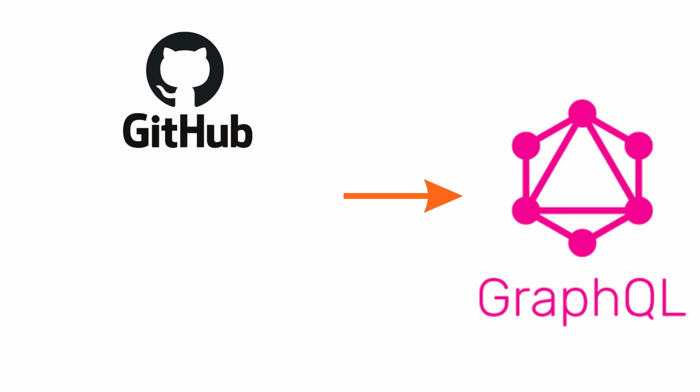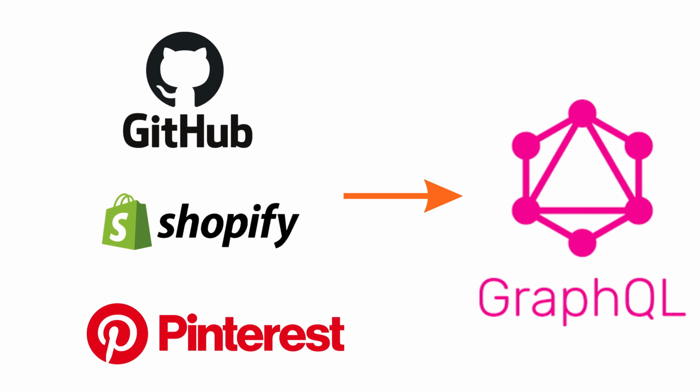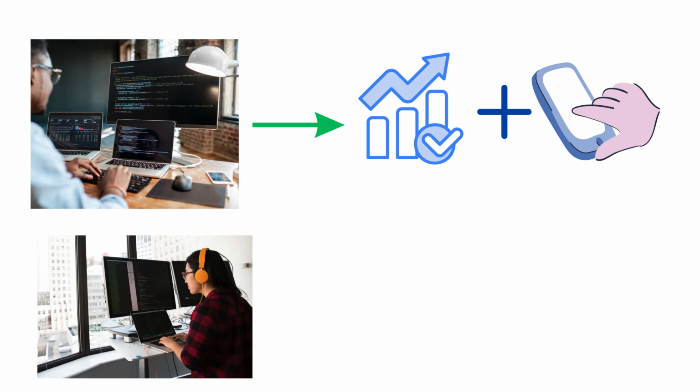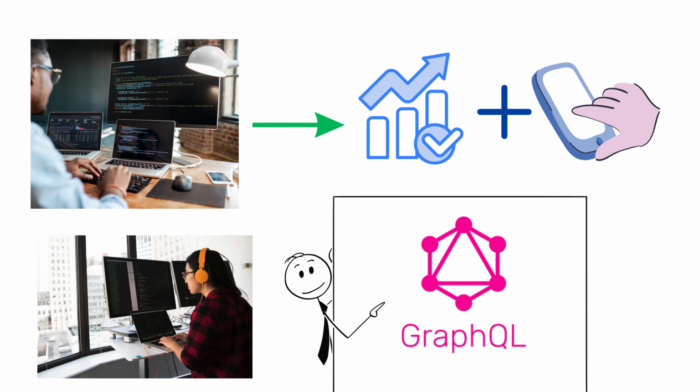GitHub's entire API is built on GraphQL. Shopify and Pinterest all use GraphQL in production. If you're building modern applications where performance matters, users are on mobile devices, and you want to give front-end developers the flexibility to request exactly what they need, GraphQL might just be your new best friend.